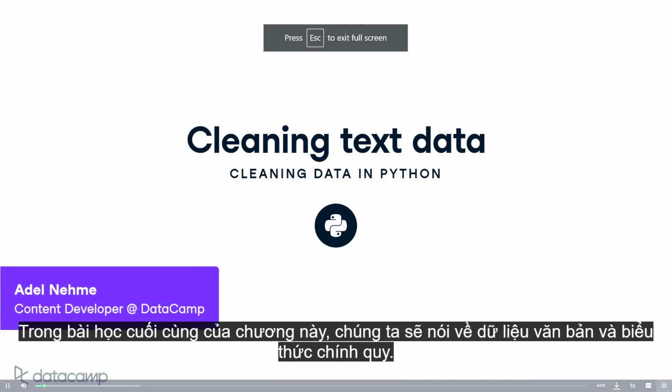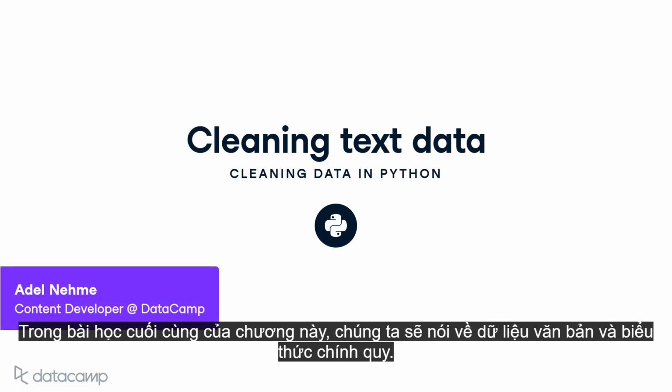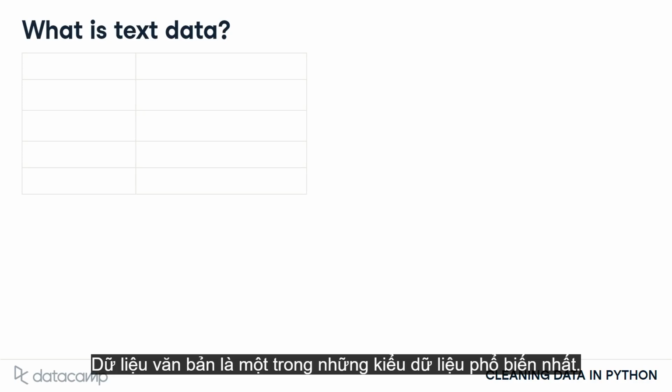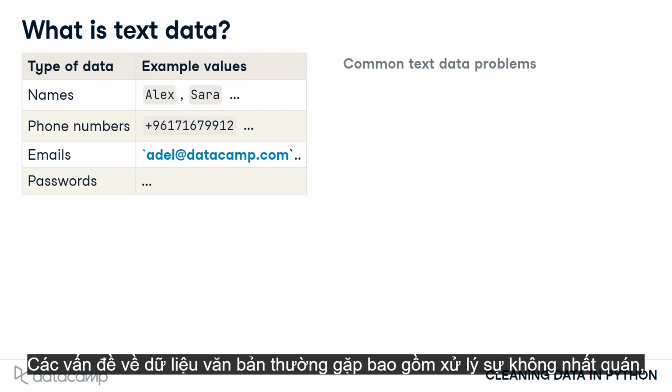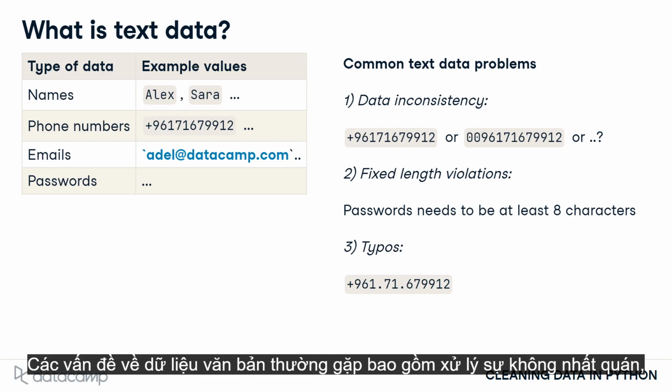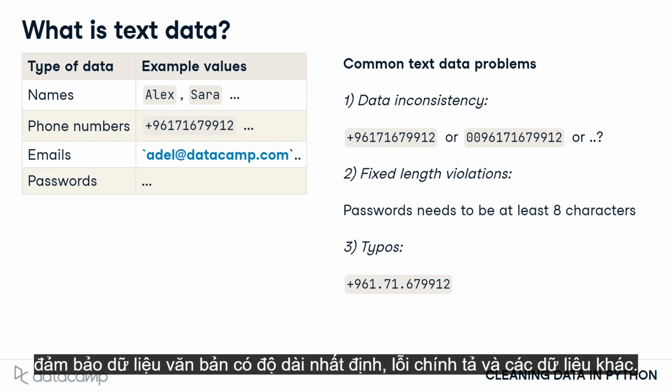In the final lesson of this chapter, we'll talk about text data and regular expressions. Text data is one of the most common types of data. Examples of it range from names, phone numbers, addresses, emails, and more. Common text data problems include handling inconsistencies, making sure text data is of a certain length, typos, and others.